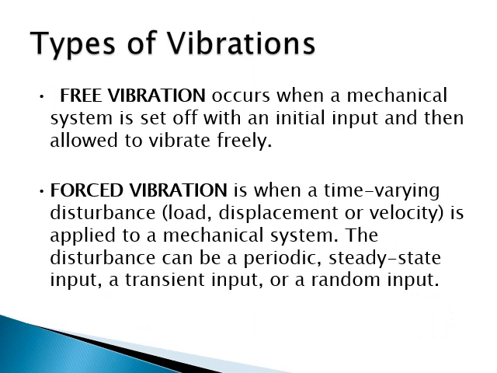Types of vibration. There are basically two types of vibrations: free vibration and forced vibration. Free vibration occurs when a mechanical system is set off with an initial input and then allowed to vibrate freely. Means we are providing an initial displacement or initial force to the system, then due to this initial force the body vibrates about its equilibrium point. And forced vibration is when a time varying disturbance is applied to the mechanical system. If a uniform load is applied to the system, then due to that force the system vibrates, and this is called forced vibration. This is the major classification of vibration.